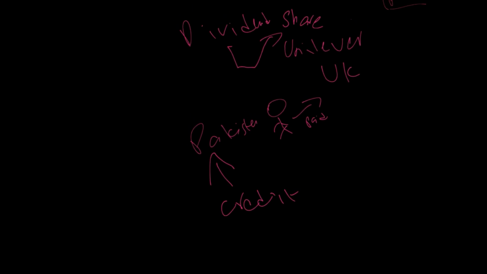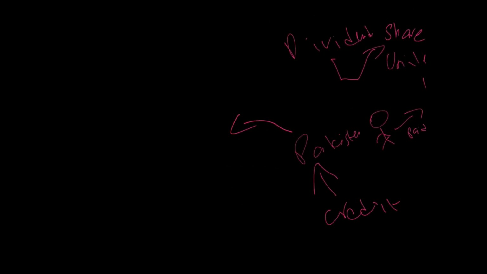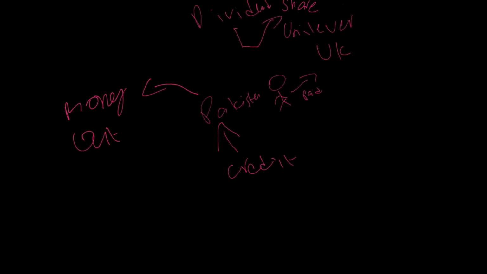But let's say someone from the UK bought a share in Pakistan, earned dividends on it, and then chose to take the money back to the UK. That would mean money is going out of Pakistan, right? Money is going out, and so that's going to be considered as a debit as compared to a credit. So these are opposites.